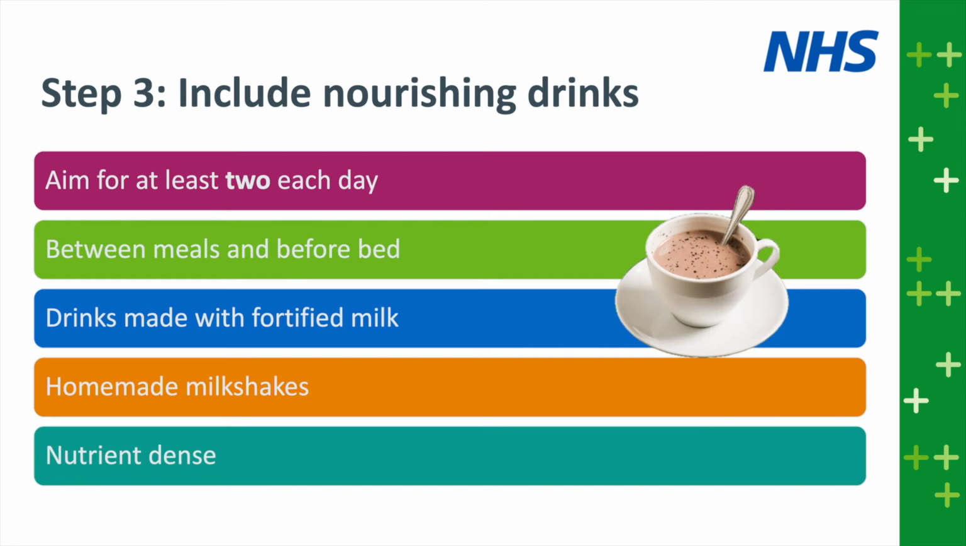So, step 3 is include nourishing drinks. We recommend that you aim to have at least 2 nourishing drinks each day between meals and before bed. These could be drinks that are made with fortified milk, which I'll talk about on the next slide. Additionally, you can make homemade milkshakes. These are a great way to supplement your existing diet by providing a nourishing drink. They're easy to make and can be packed with nutrients. We encourage that you have variety and also make them as nutrient dense as possible.